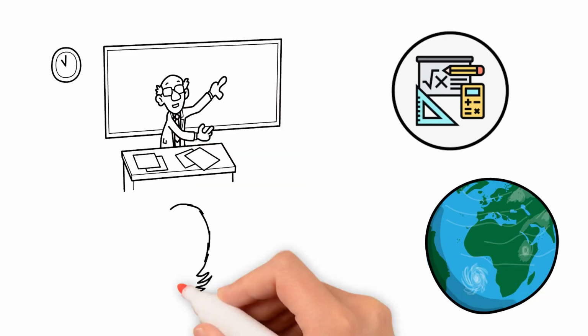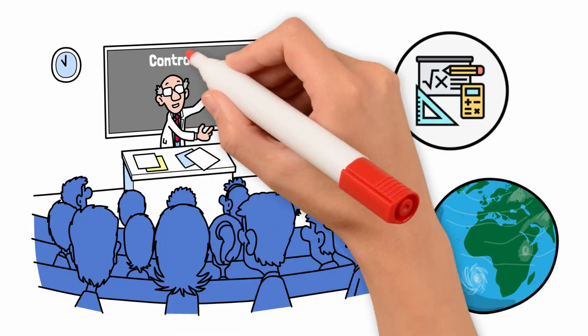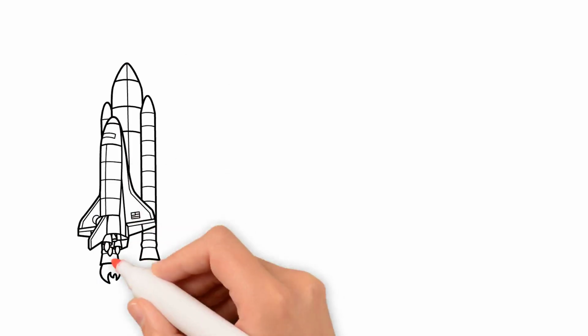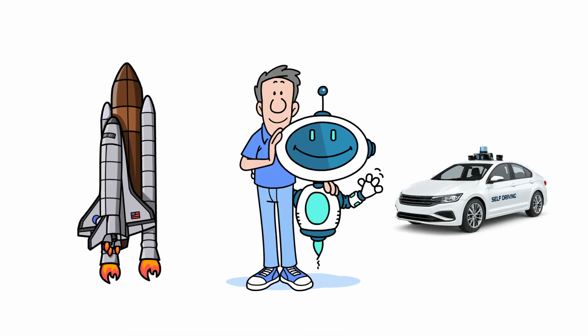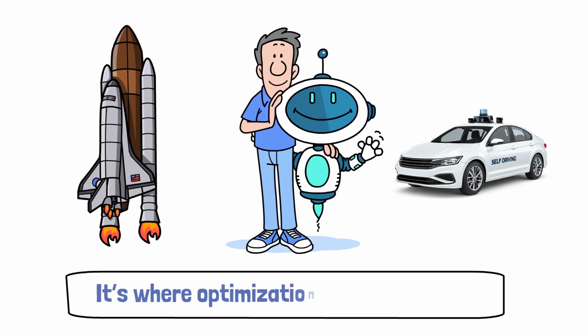In our next episode, we'll step into control theory, the mathematics that keeps rockets on course, stabilizes robots, and powers autonomous systems. It's where optimization meets dynamics, and it's one of the most important foundations of robotics and modern AI.